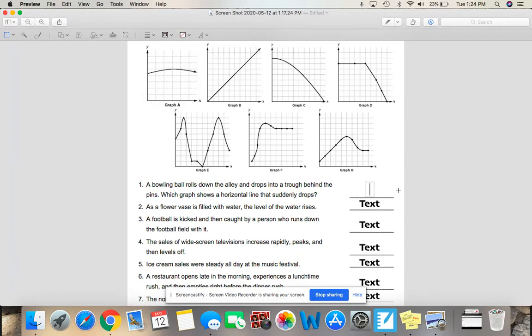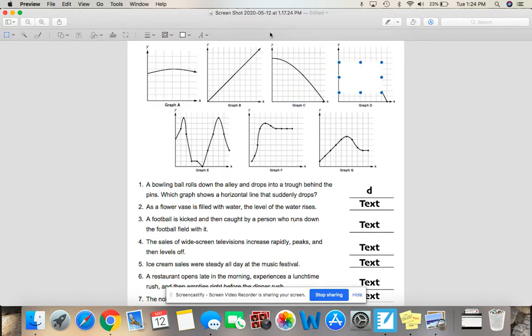So we have our bowling ball that's rolling at a constant speed. So we want to think about the speed and the time it takes for the bowling ball to get to the end of the alley. So our x-axis is going to be time, and then our y-axis is going to be speed. So if we think about it, as it's rolling down, the speed is constant. And then all of a sudden, the speed slows way down to a stop. Okay, so that's our first one. So now graph D is used, so I'm going to go ahead and cover that one up so I don't even have to look at it.